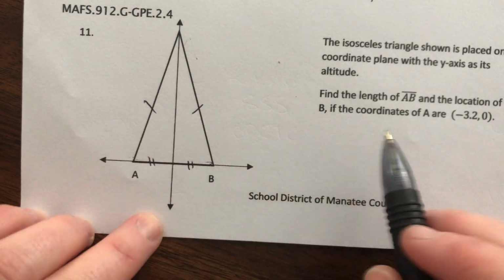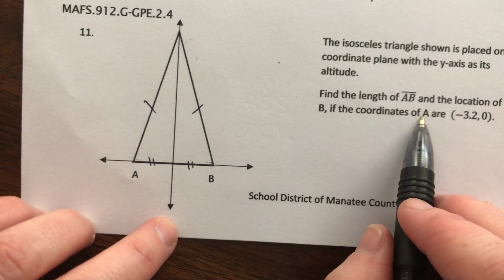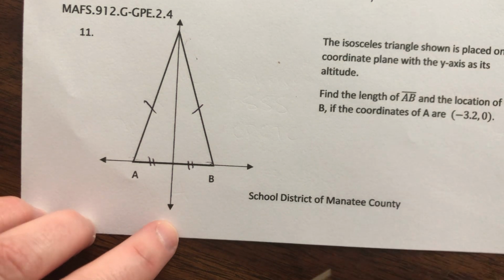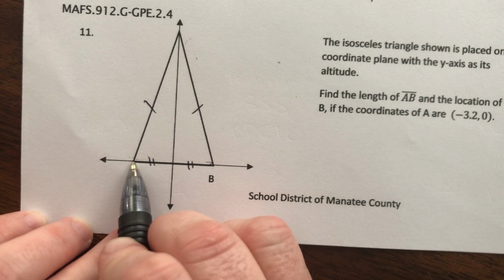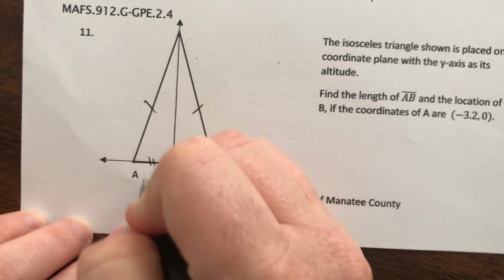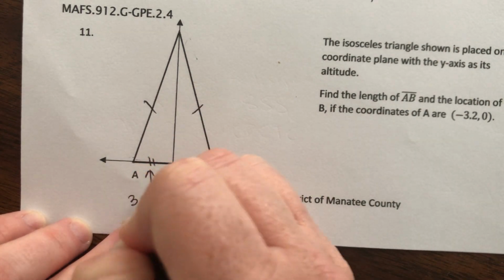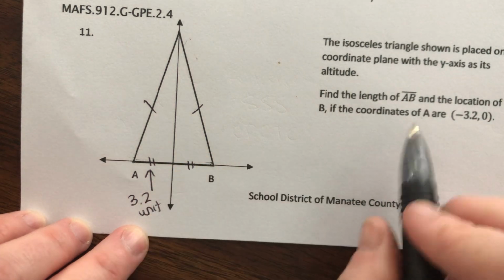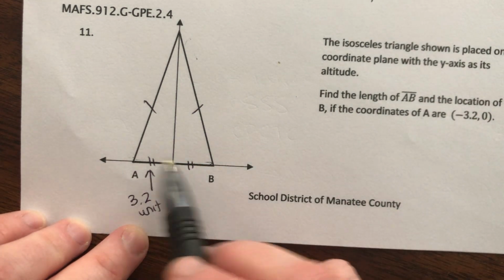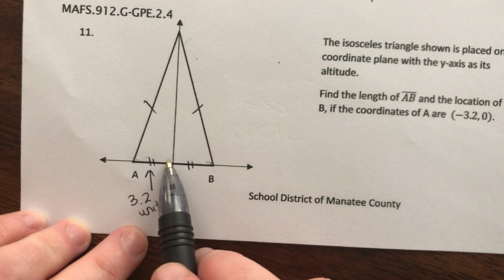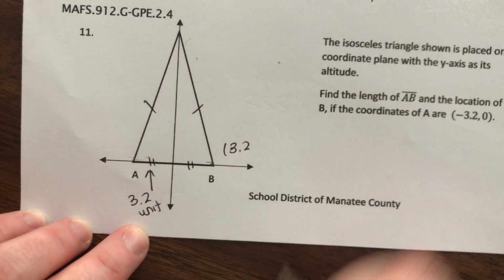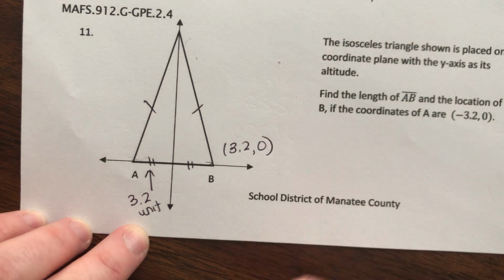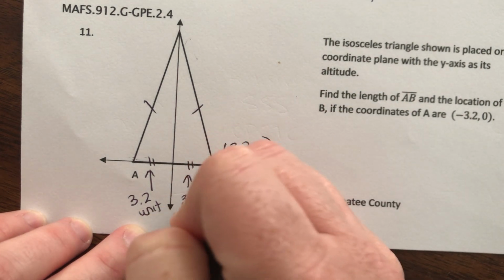Find the length of AB if the coordinates of A are at negative 3.2, comma 0. So you start here and you have to go back 3.2 and up 0. So the distance here is 3.2 units. We went back, so it's negative, but how many units is it? 3.2. So if this is congruent to this, then to get to B, we'd have to go forward 3.2 and up 0. So this is also 3.2 units.